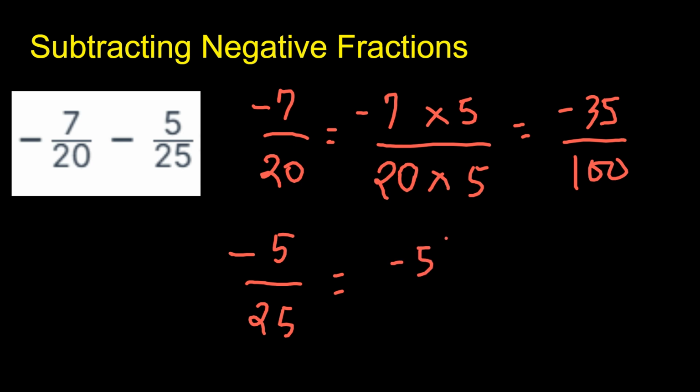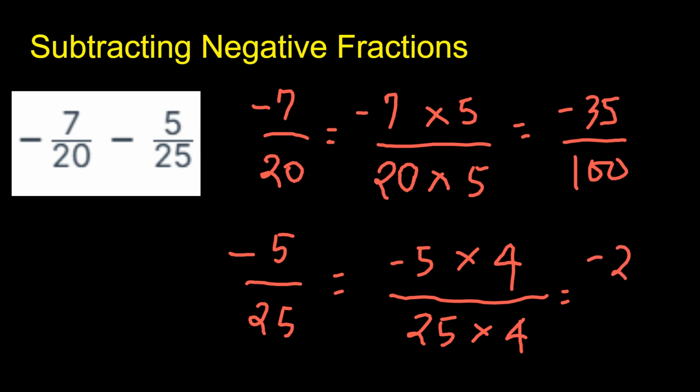Then you also need to rewrite negative 5 over 25. So both your numerator and denominator will be multiplied by 4. Negative 5 times 4 is negative 20 over 25 times 4, which is 100. All right. Now we can add them, of course.